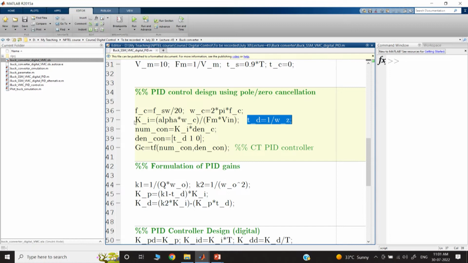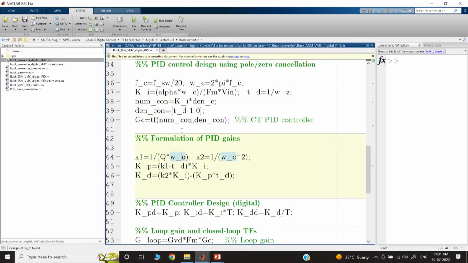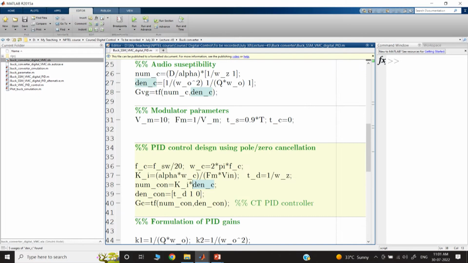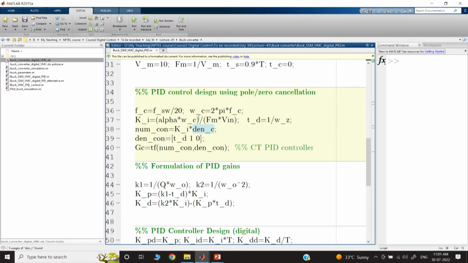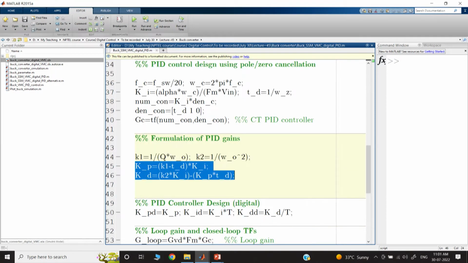Once we get Ki and the continuous time controller, we are using stable pole zero cancellation. That means the controller numerator is Ki times (1 + K1 s + K2 s squared), and that term is used to cancel the denominator of the converter poles. From there, K1 equals 1 by Q omega 0, K2 equals 1 by omega 0 squared, and Kp can be obtained from K1, K2, Ki and tau d. These are all analog controller gains.